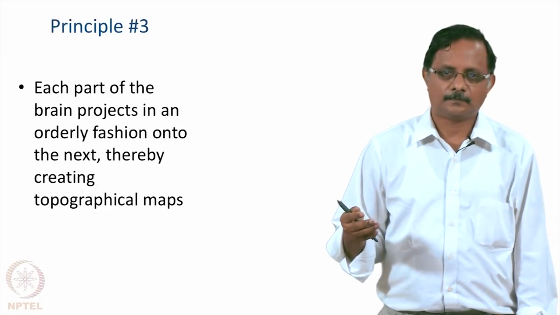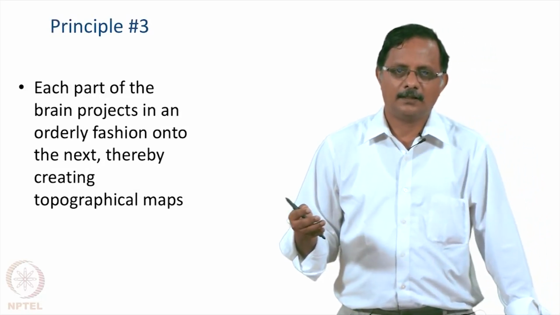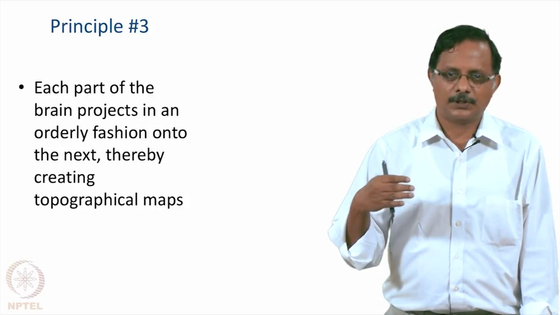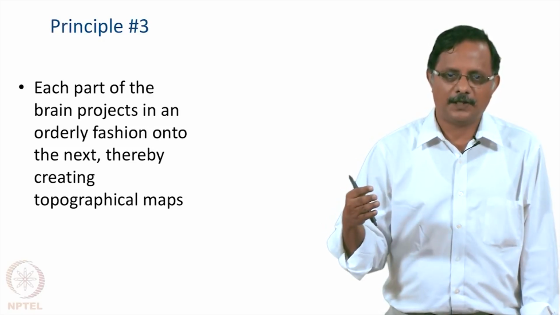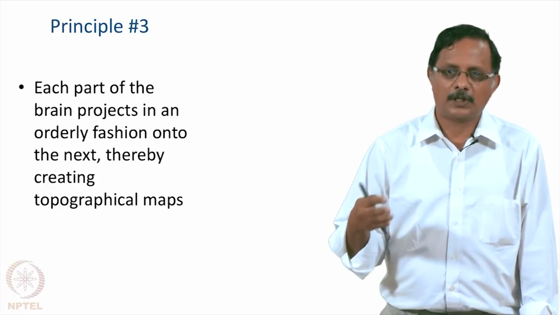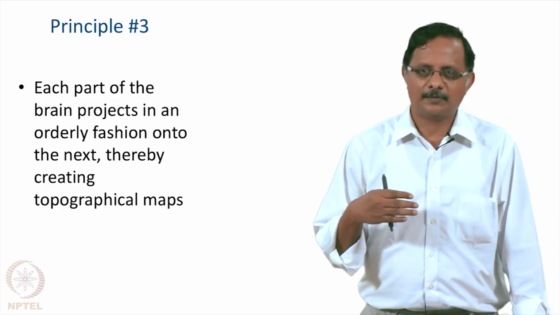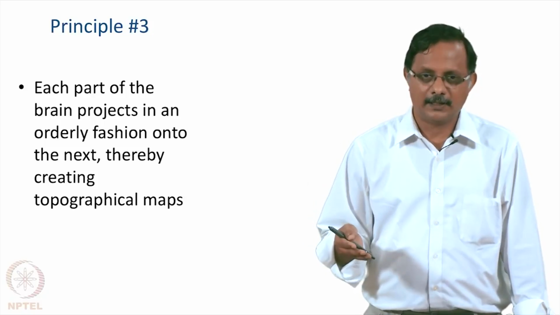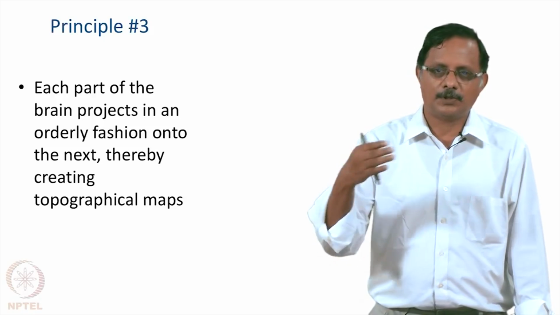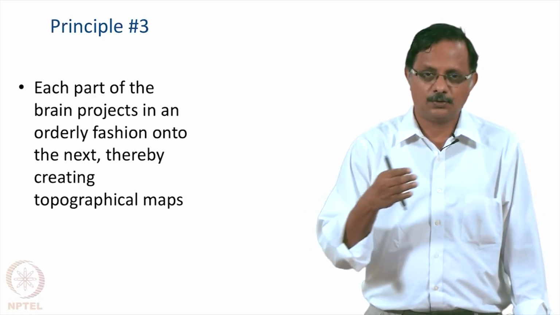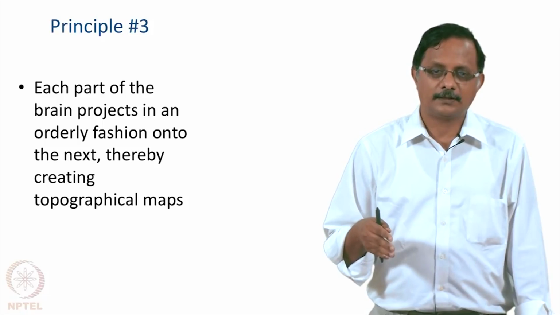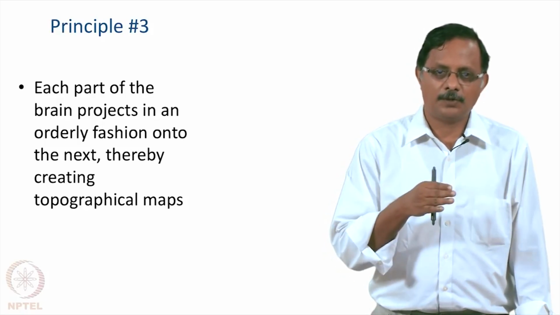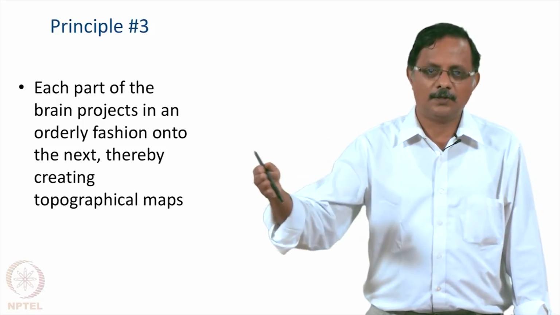The third principle says that each part of the brain, each of these modules projects to other modules in a logical and orderly fashion, thereby creating topographical maps. So, we have talked about maps, right, brain maps in some of the earlier lectures, and next lecture we will talk about them in greater detail, right. This kind of orderly projection from one component to another through what we call point to point connections preserves the spatial information of the representation in one module and takes it forward to the next module.